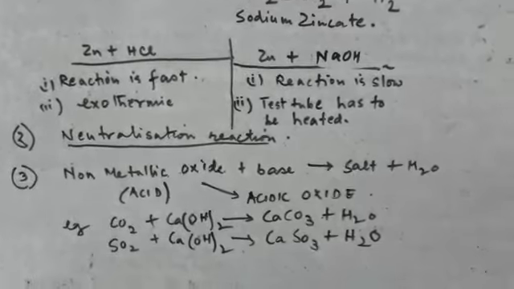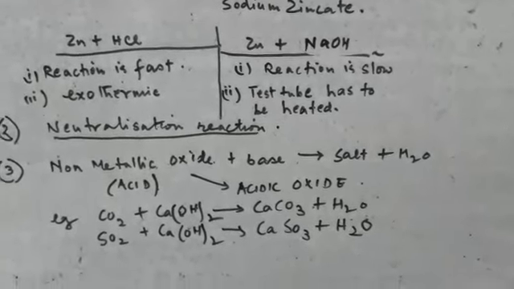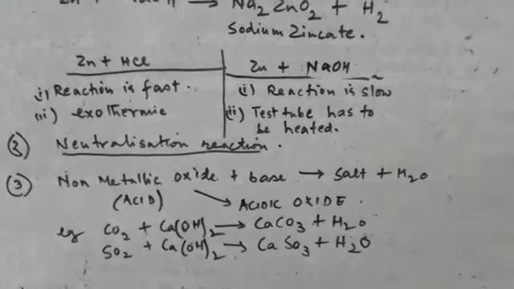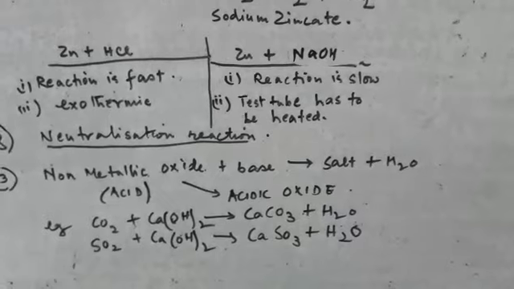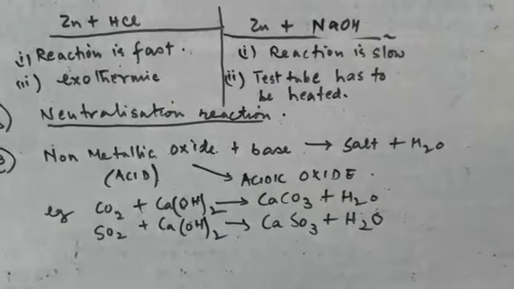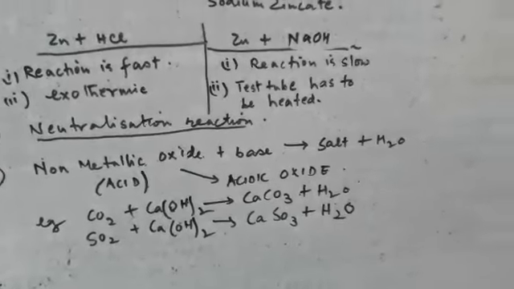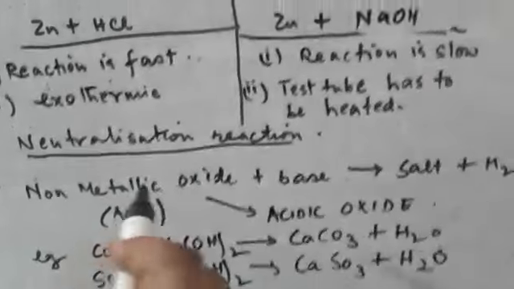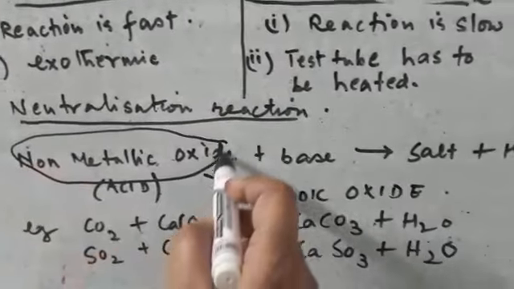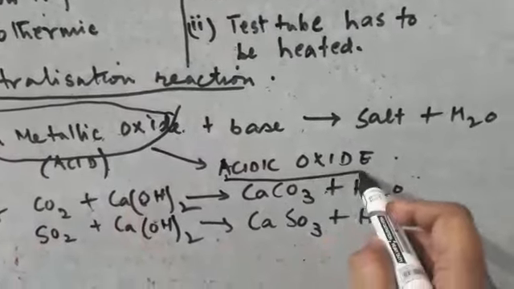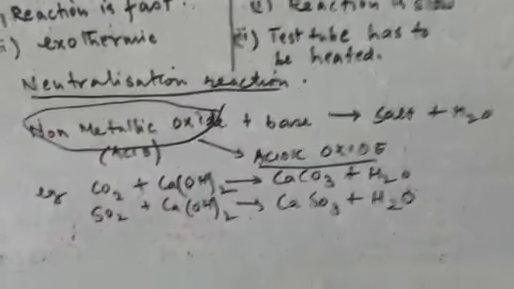Base reacts with non-metallic oxides to give salt and water. I hope all of you know what is a non-metallic oxide. CO2, SO2, NO2, they are all non-metallic oxides. Now here the non-metallic oxide is behaving like an acid because it is reacting with a base to give salt and water. So we can consider a non-metallic oxide to be acidic oxide. So I hope the difference between basic oxide and acidic oxide is clear.